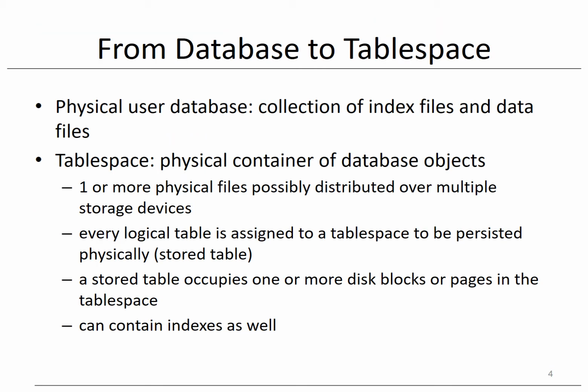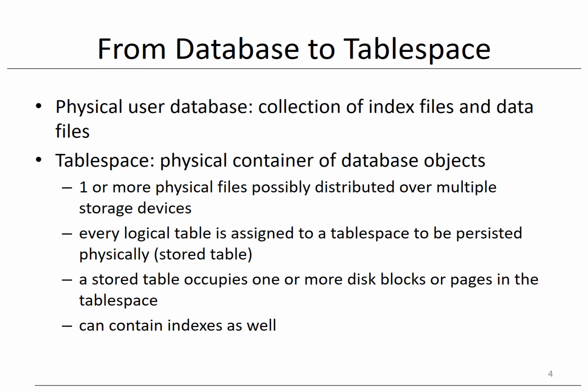In its most simple incarnation, a physical user database is a collection of index files and data files organized according to the principles on record organization and file organization. However, many DBMS implementations introduce an additional level of indirection between a logical database and the physical data files, called a tablespace. A tablespace can be considered as a physical container of database objects. It consists of one or more physical files, often with the option of distributing the files over multiple storage devices.